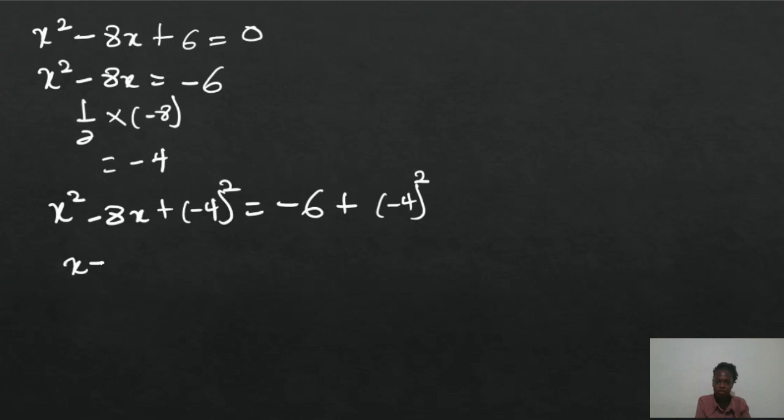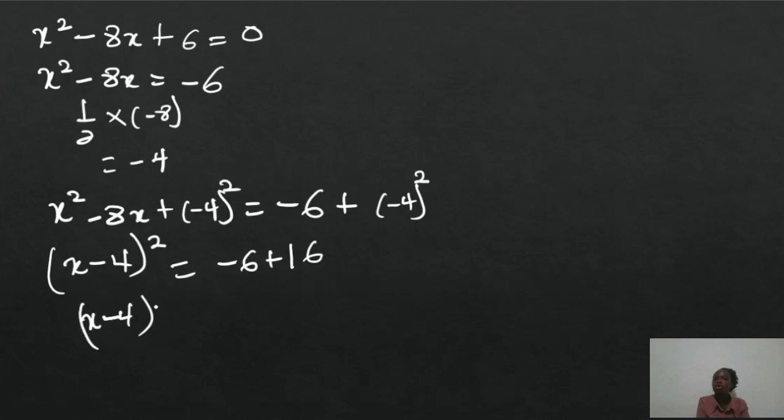All of this squared is equal to negative 6 plus, now negative 4 squared is giving us what? 16. If you expand this, you end up getting x squared minus 8x plus negative 4 squared, which is 16. You can try it and see. So from here, we get x minus 4 all squared to be equal to, now negative 6 plus 16 is going to give us 10.